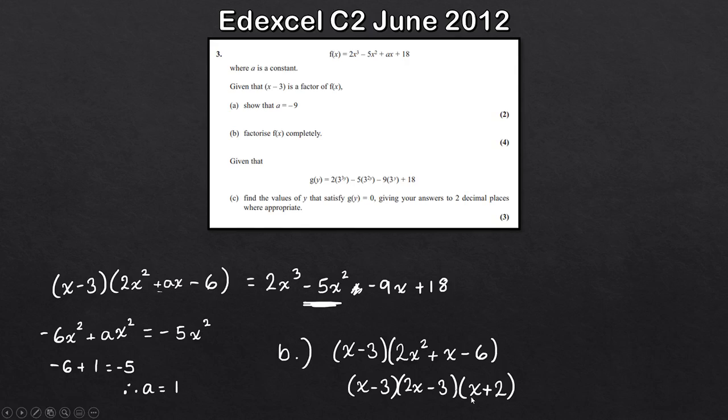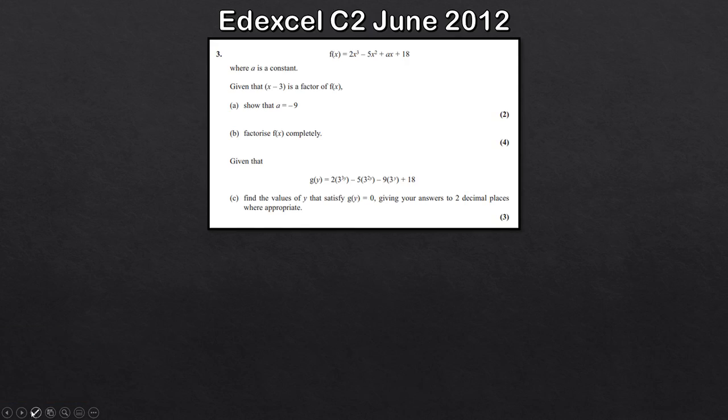And then finally we move to part C here, where it says, given that g of y is equal to this function here, we're asked to find the values of y that satisfy g of y equals 0, giving our answers to 2 decimal places where appropriate. Now, when we look at this question, what you should notice straight away is that between f of x and g of y, they're very, very similar.